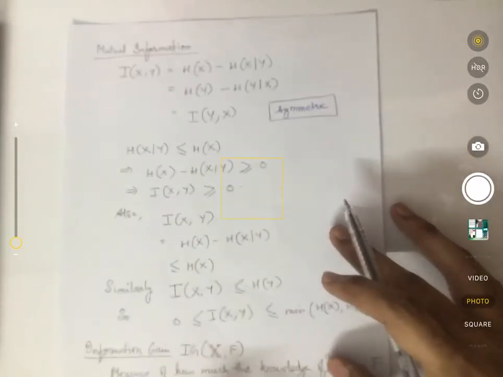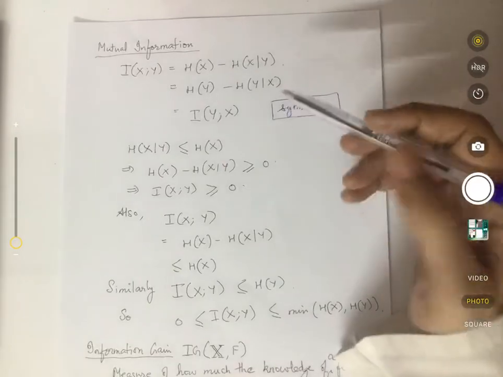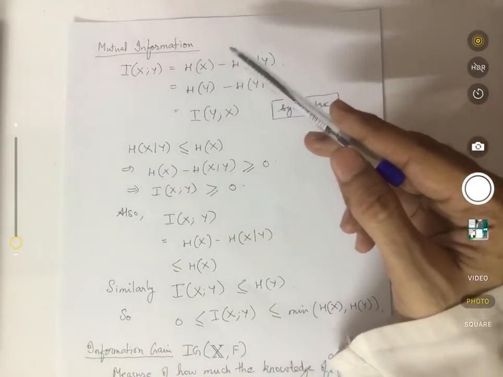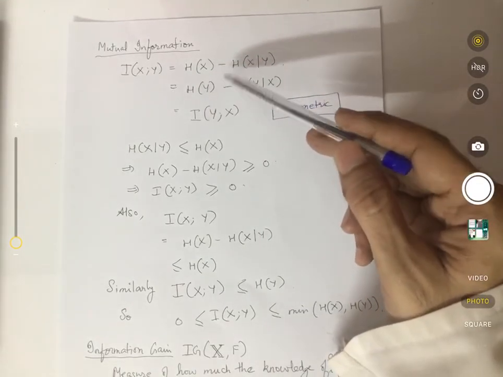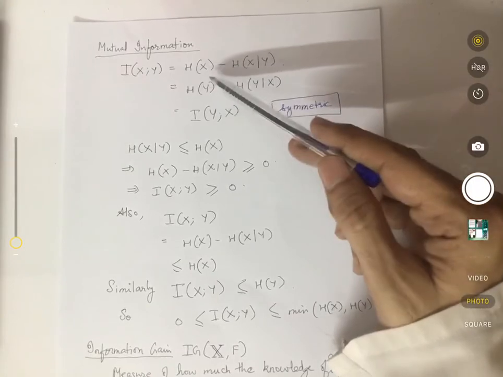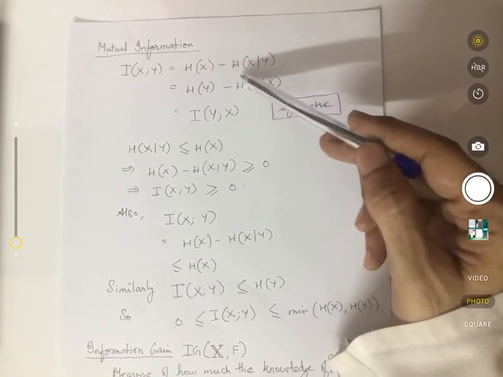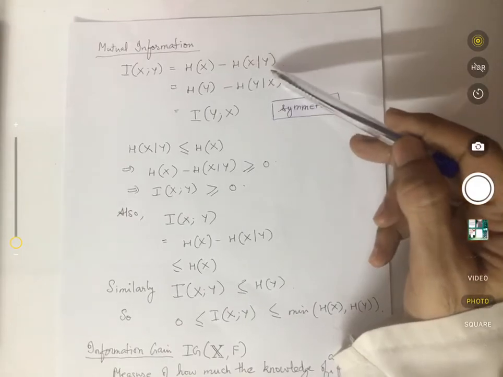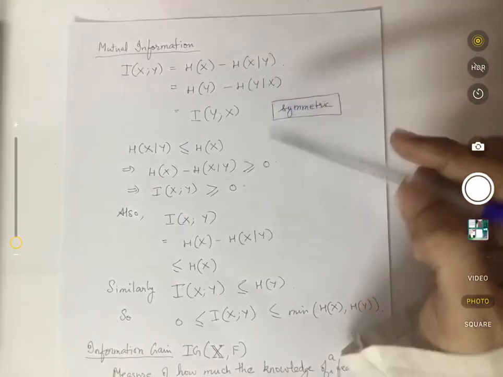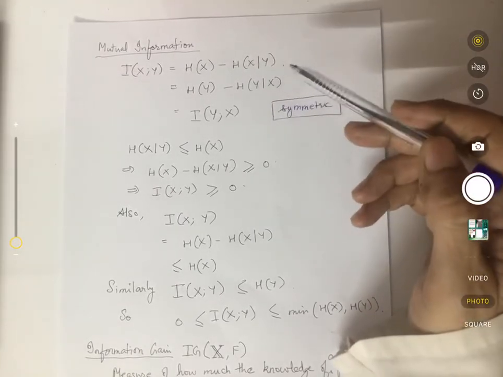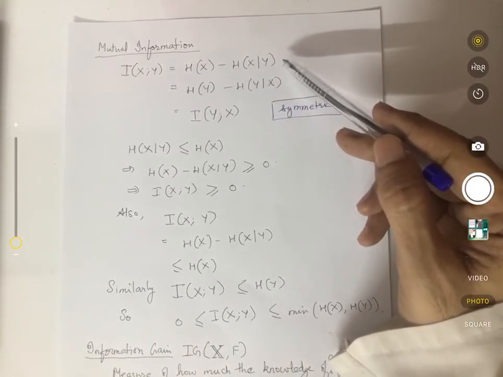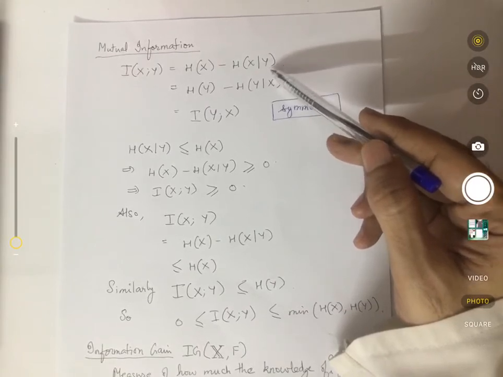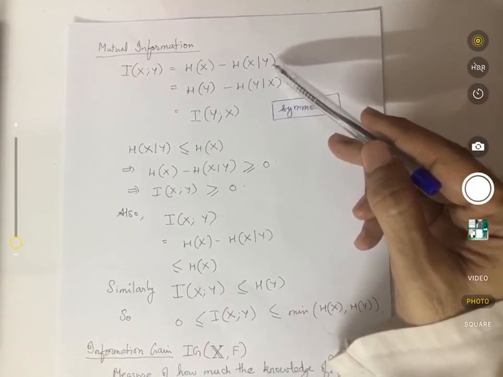And now we need to know what the mutual information is. The mutual information of two random variables is just the difference between the entropy of the first random variable minus the conditional entropy of the first random variable under the condition that the second random variable's value is known. Okay, so it just means that the mutual information is the decrease in entropy observed when a particular random variable's value is known.